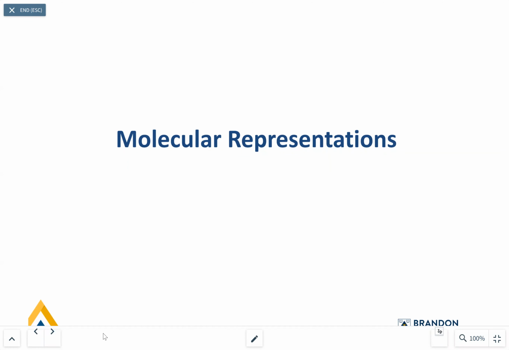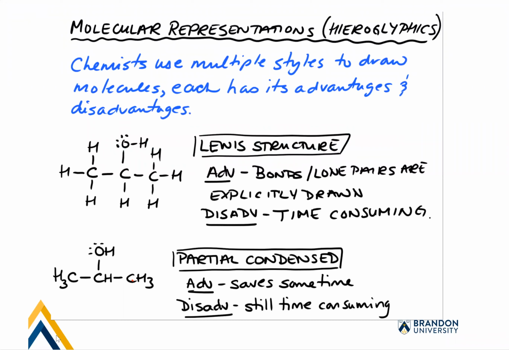Okay, so molecular representations. I often call this the chemistry hieroglyphics. Now, there are lots of ways that chemists have developed to draw molecules, and each method has its own advantages and disadvantages. So I thought I'd go through them and talk about the one we're going to use the most.